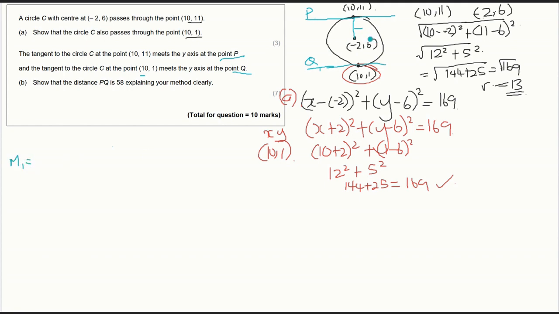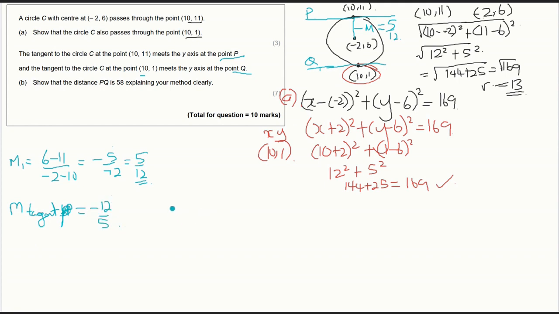So M1 will be y2 minus y1, so 6 minus 11 over minus 2 minus 10. So this is minus 5 over negative 12, and the answer is 5 over positive 12. If this gradient is 5 over 12, then the tangent gradient should be the reciprocal with the opposite sign. So the gradient for the tangent at P is minus 12 over 5.